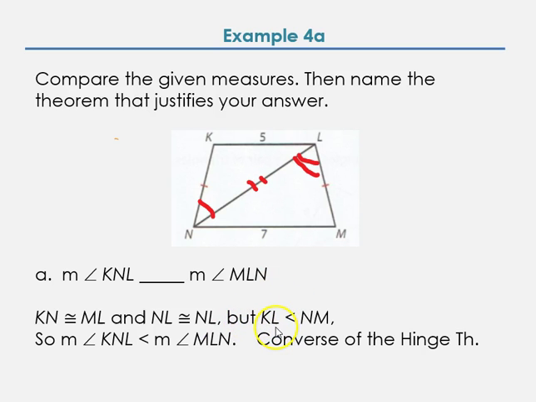But KL is less than NM. How do we know this? Well, KL has a measure of 5, and NM has a measure of 7. So, because KL is shorter than NM, the angle opposite KL will be a smaller angle than the angle opposite NM. So the measure of angle KNL will be less than the measure of angle MLN.